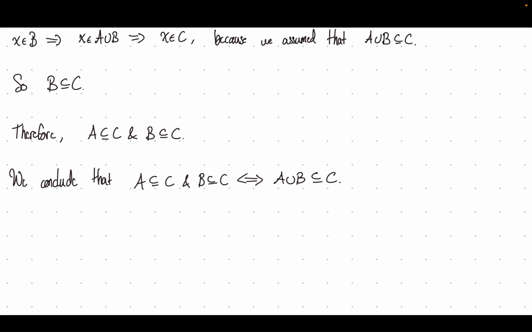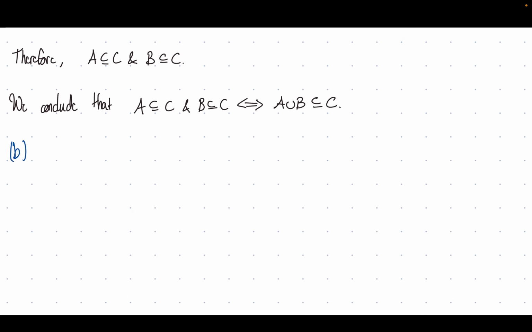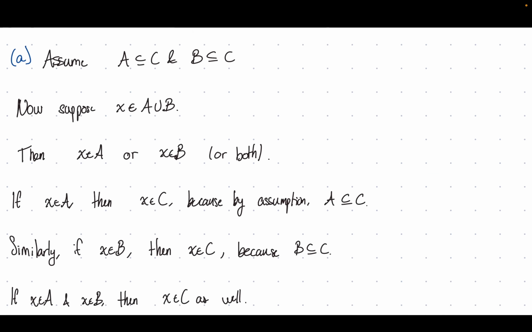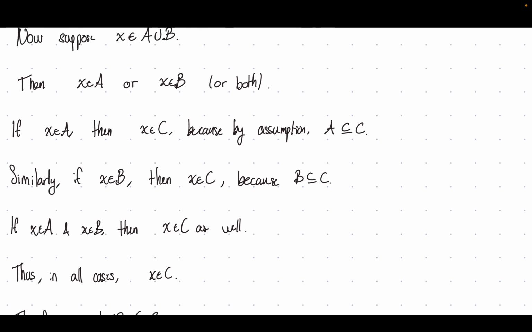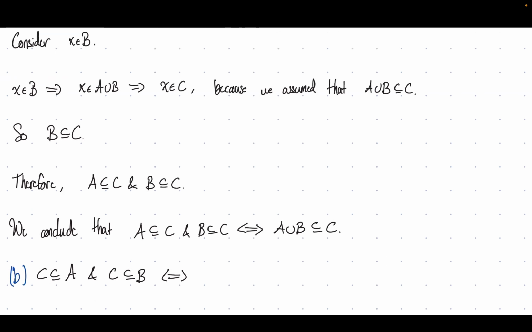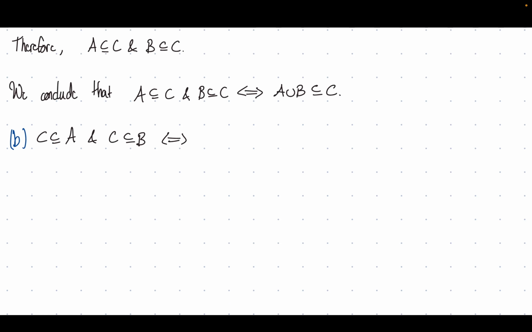Cool. And now I can move on to the last part, which is going to be part B. C is a subset of A and C is a subset of B if and only if C is a subset of A intersect B. Okay, I'm gonna write this in blue just in case. So let's first assume C is a subset of A and C is a subset of B.